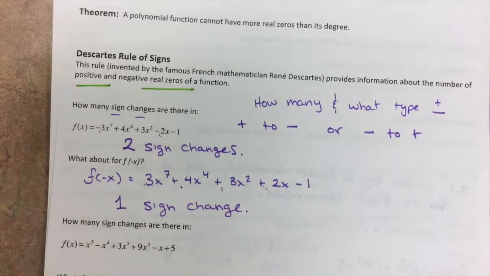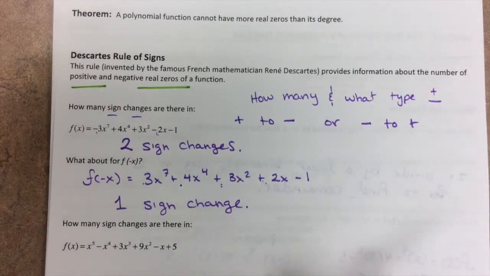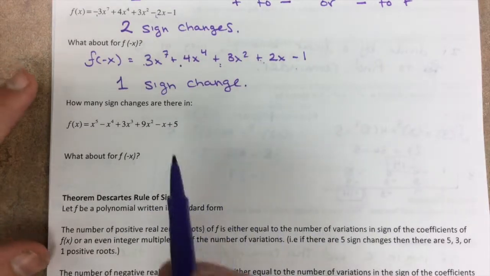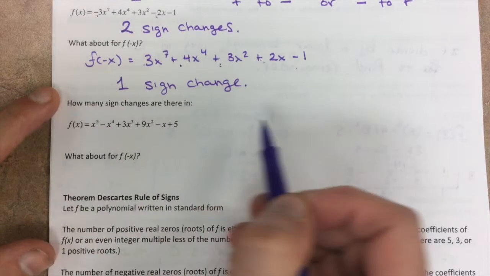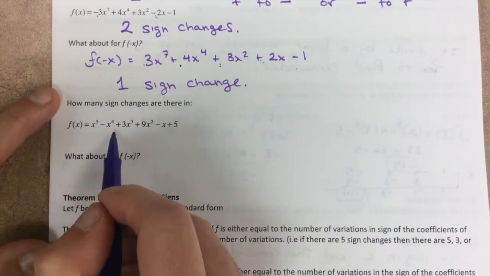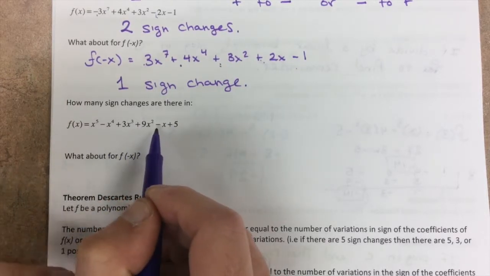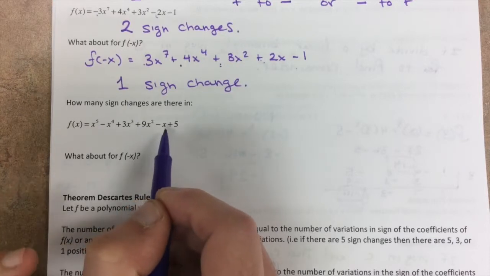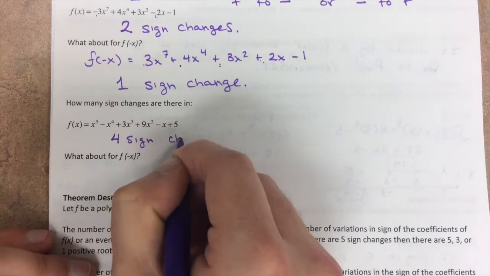So these sign changes tell me everything that I need to know about the type of zero that I'm going to get. And we're going to clarify this in just a second. So let's just see, how many sign changes does this polynomial have? So we just look at it normally. That is positive to negative, negative to positive, so that's 2, positive to positive, positive to negative, so that's 3, negative to positive, that's 4. So this has 4 sign changes.